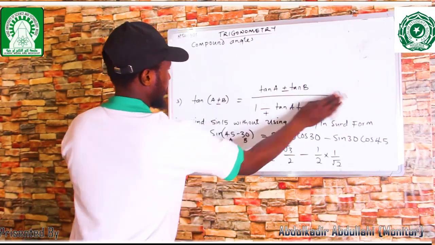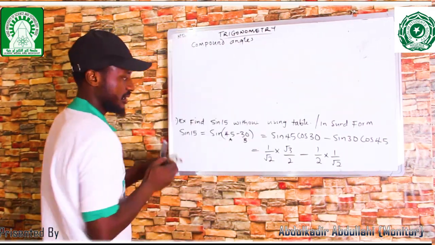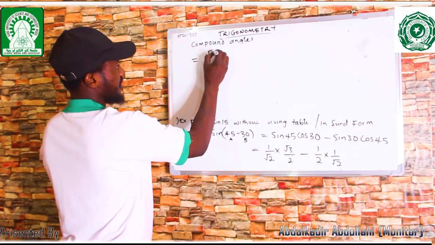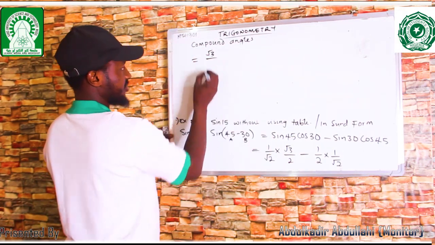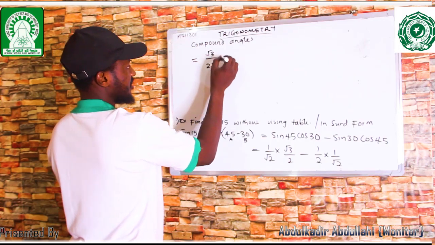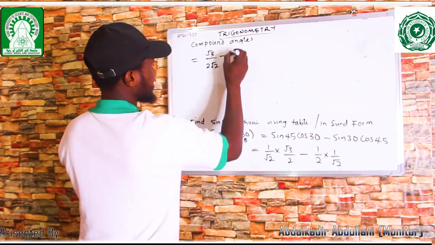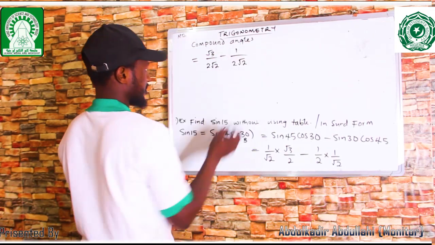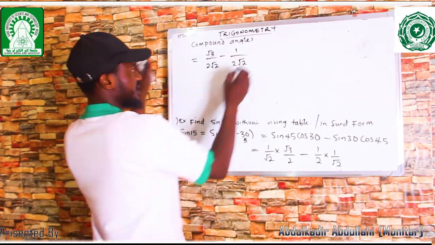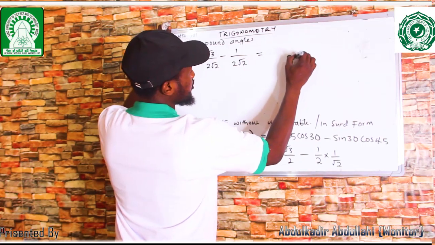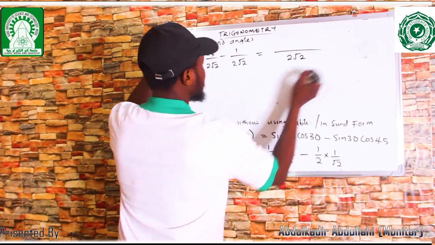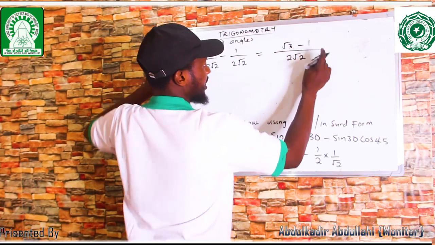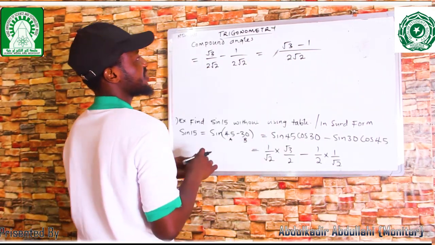Simplifying, we are going to have 1 times root 3, so root 3 over this, times this, we have 2 root 2, minus this times this is 1 over 2 root 2. So now the next thing is just to find the LCM. The LCM is 2 root 2, divided by root 3 minus 1. So this is it, but this is not the end.